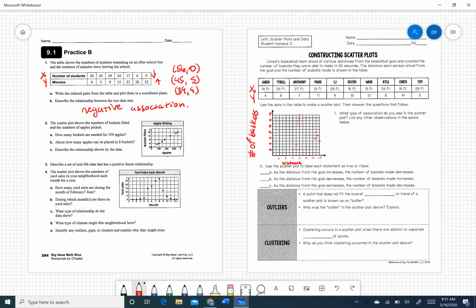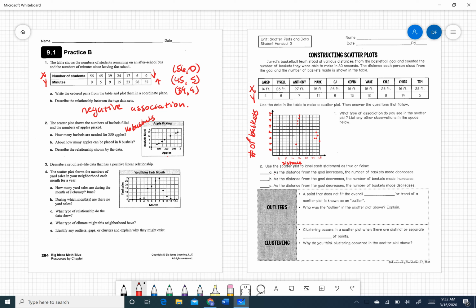Okay, so in number 2, it says the scatter plot shows the number of bushels filled and the number of apples picked. And so part A asks how many bushels are needed for 350 apples. So if I'm looking, apples is on my x-axis, so I'm going to look. It looks like I'm counting by 50s here, right? It just looks like to save a little space that it just shows the hundreds, but it looks like it's about 50s. So I have 300, then I have 350 here. So if I go up on the y-axis through where 350 is at, it's probably going to take about 16 bushels, right? 16 bushels. Right, and so I got that because I looked at the x-axis and I found 350, and then I just went up to where that point was for the bushels filled on the y-axis. So I have 350 and 16 bushels.